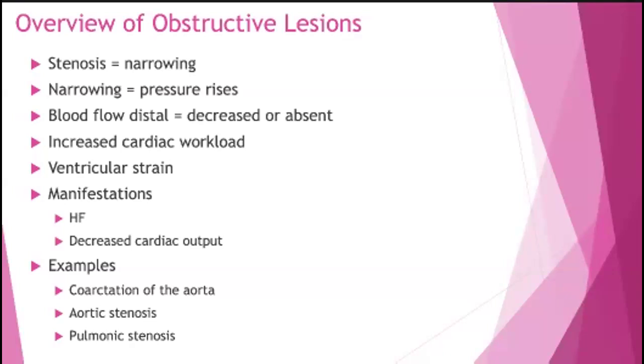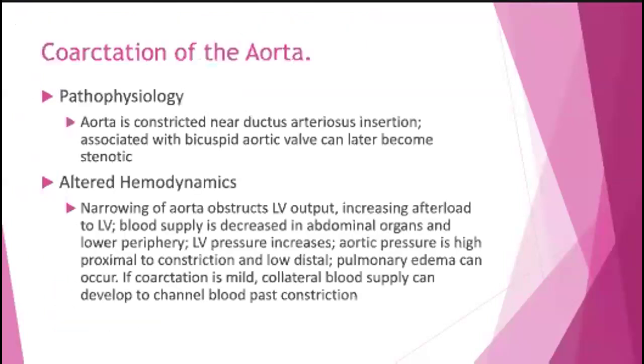Our complications, if untreated, will be heart failure, hypertension, poor growth, activity intolerance, and even sudden death in severe cases of aortic stenosis. So obstructive lesions are that narrowing that make the heart pump against the blockage. This causes high pressure before the obstruction and low flow after it. If not fixed, it will lead to heart failure.